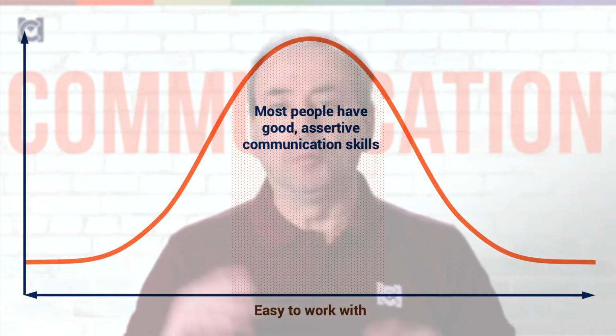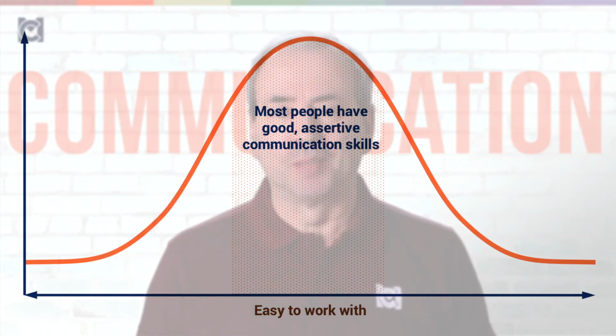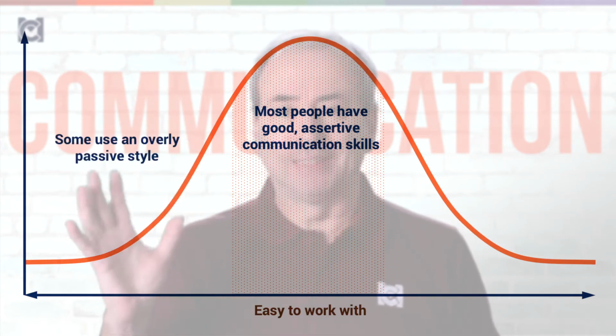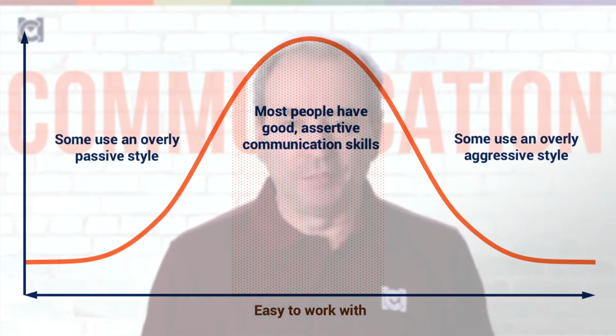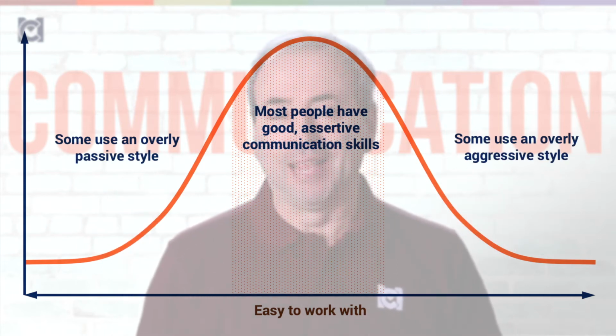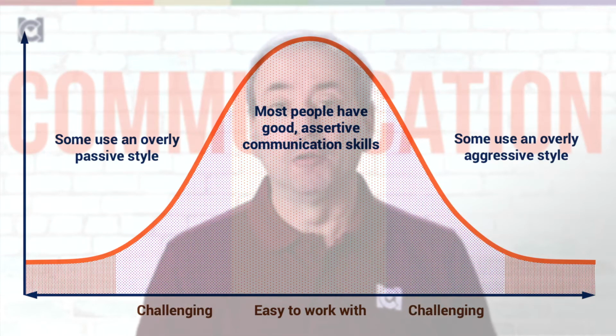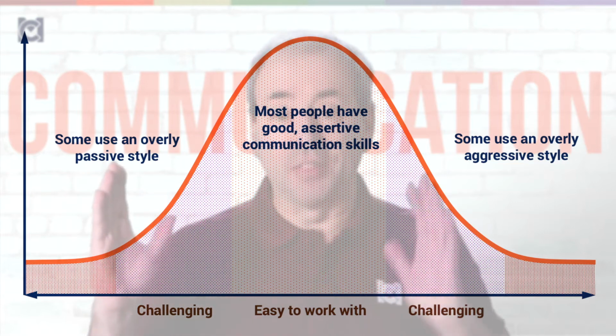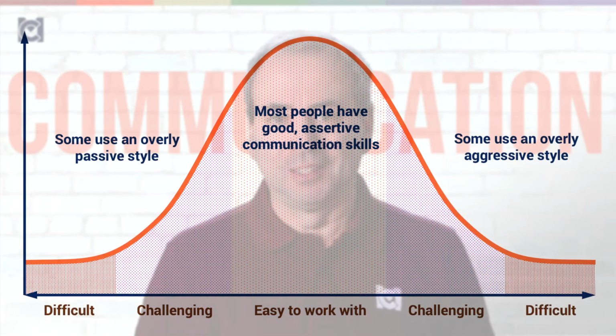But at opposite ends of the spectrum, we have both our passive and aggressive behaviours, which represent poor modes of communication, inefficient communication from those participants. And as we get to the outliers at the very extremes, we get genuinely difficult people.